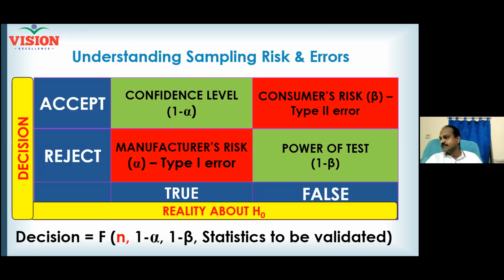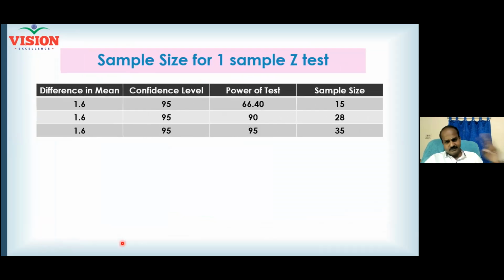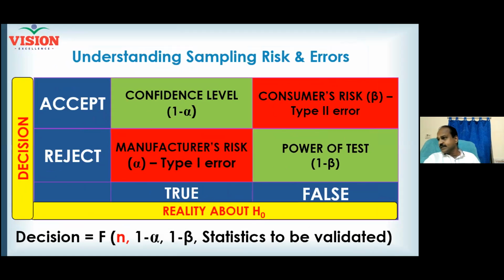These are the factors here. See here, the n. Maybe you increase the n. That means increase the number of samples, and that will help you to gain the confidence level. But these are all connected. What you need to understand is, if you want to fix any one, let us say the sample size n, then you need to fix the remaining 3.